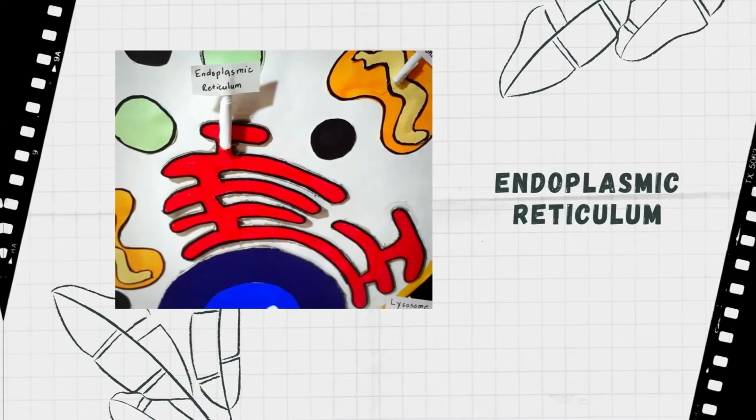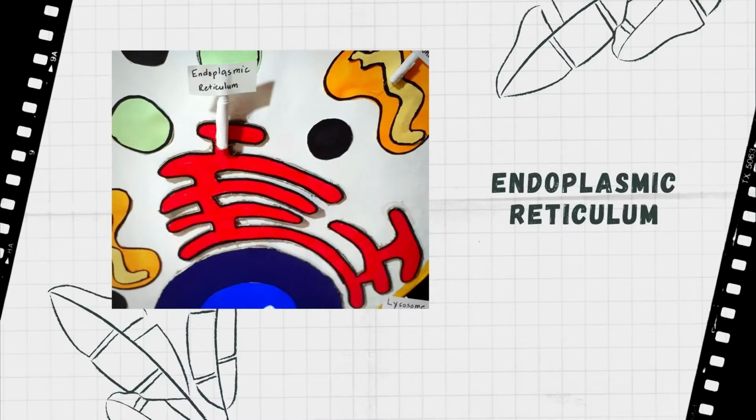The next organelle that I am going to tell you about is the endoplasmic reticulum. The endoplasmic reticulum helps in movement of materials around the cell. Its main functions are storage and secretion. It has two types. The rough endoplasmic reticulum synthesizes proteins. The smooth endoplasmic reticulum contains an enzyme that helps to build molecules.